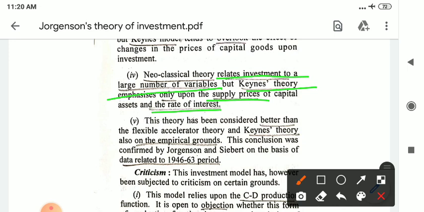So the next difference is that this neoclassical theory is considered as better than Keynesian theory on empirical grounds also. Empirical grounds means the statistical and historical grounds. Because Jorgensen and Siebert have taken the data. They have taken data of which period? 1946 to 1963. But in Keynes' model, we do not find any such empirical evidence. So Keynes has not taken any such statistical or historical data in his model. So these were the differences between the two.